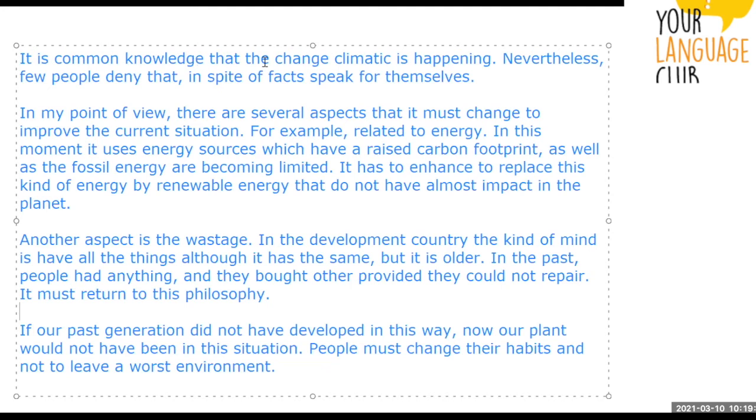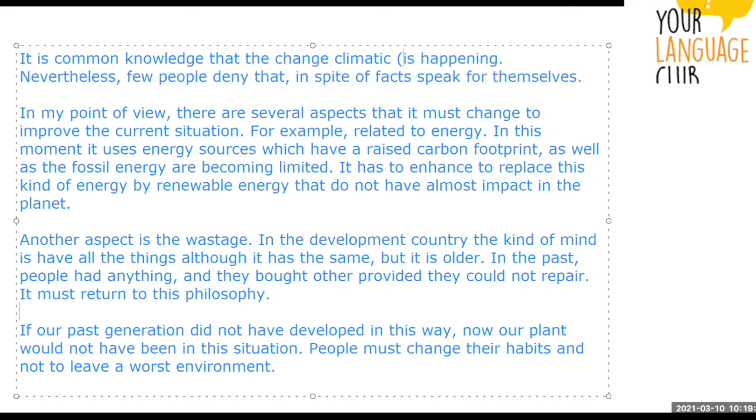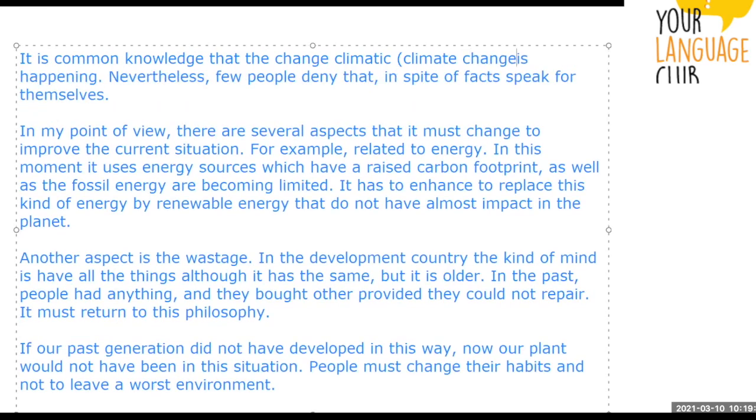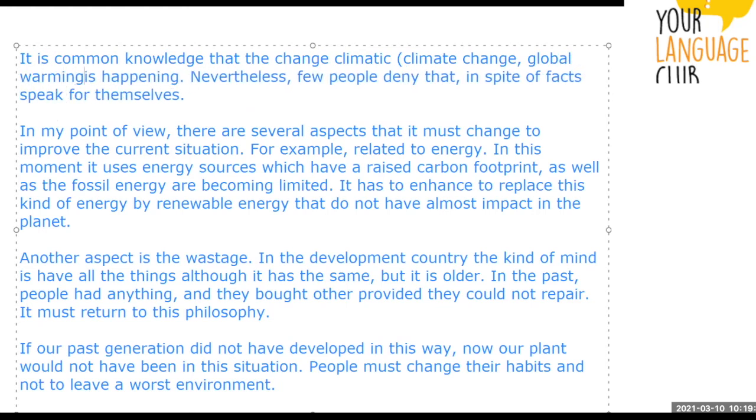But then it's this bit here. Change climactic. What should they say instead? Climatic change. Climate change. Yeah, climatic is not really a word. Climate change, or we can say global warming. I mean, different things, but you know, it's happening.